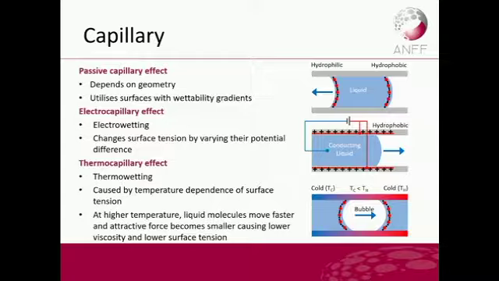And then the third one is thermal. So you can use temperature to drive the liquid and control it. At high temperature, liquid molecules usually move faster, causing a lower viscosity and lower surface tension.